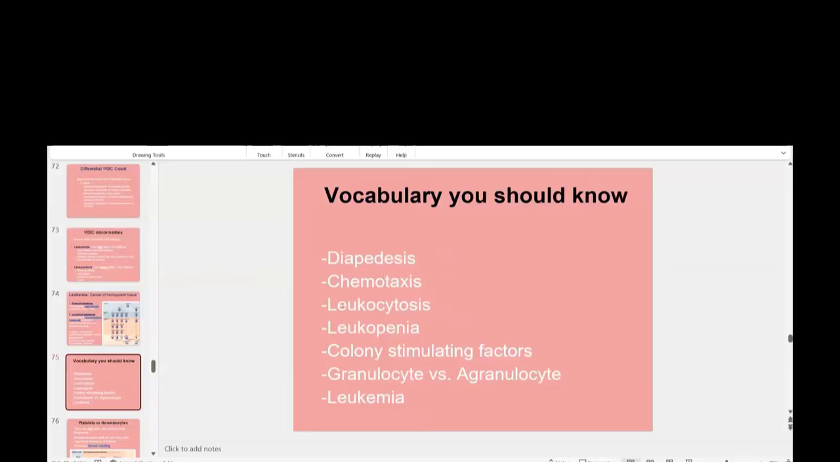So by the end of these slides, you should be able to know what is diabetes, what is chemotaxis, leukocytosis, leukopenia, colony stimulating factors, granulocyte versus agranulocyte, and leukemia. We discussed each one of them. So we will go to the next slide.